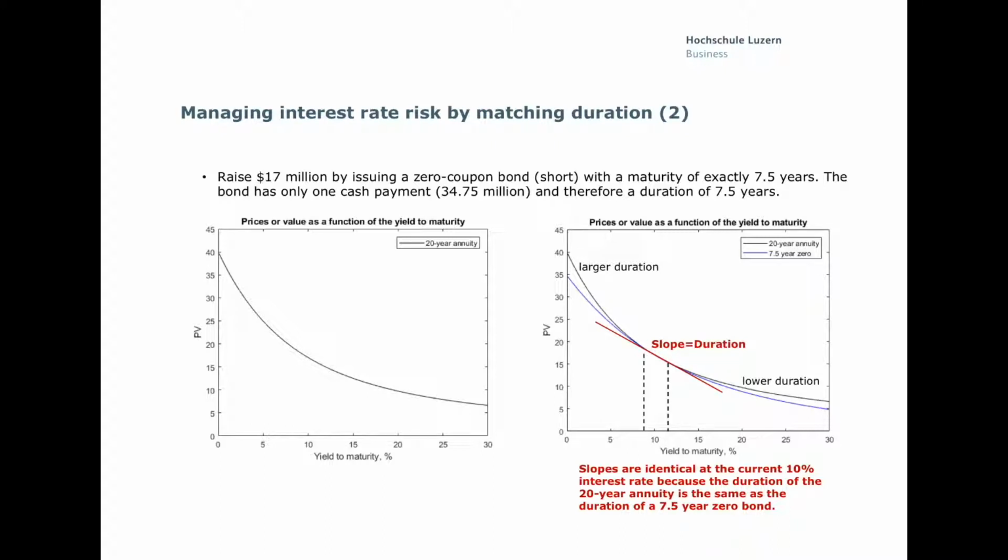From a hedging perspective, this means if interest rates move much higher or lower than 10%, Potterton's CFO will have to reconsider and reset the hedge. Moreover, the hedge has also to be reset even if interest rates don't change, due to the fact that the duration of the 7.5-year zero will decrease faster compared to the duration of the 20-year lease.